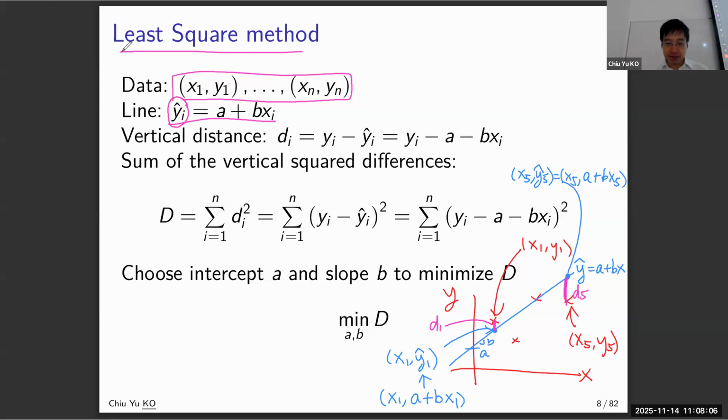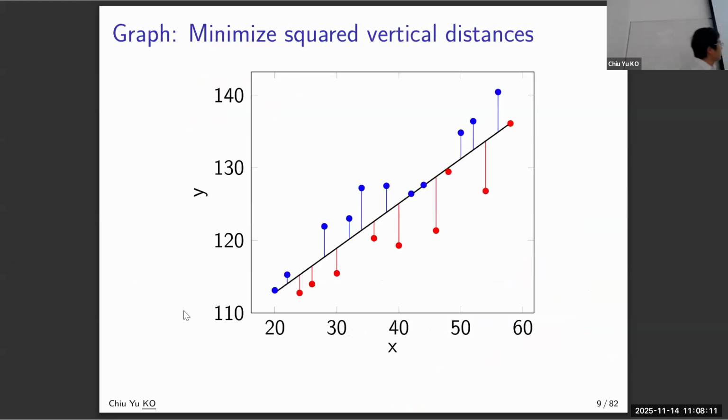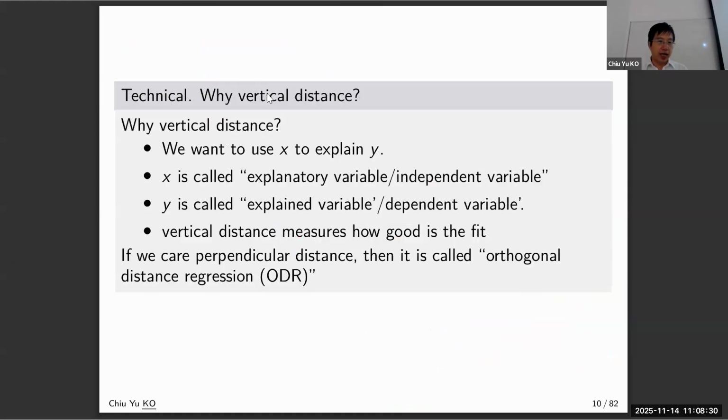So let's look at the diagram again. Basically you are looking for the line that minimizes all these distances. You don't care about up and down, so just minimize the sum of the distances of red and blue. That is the idea: minimize the square distance. And just a naming note: x is sometimes called the explanatory or independent variable, and y is called the explained or dependent variable, because we use x to explain y.